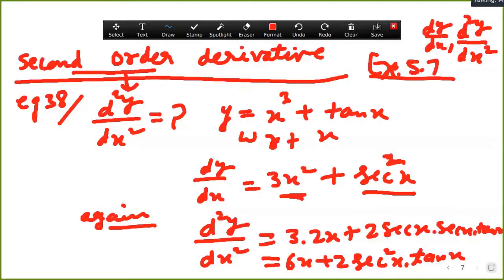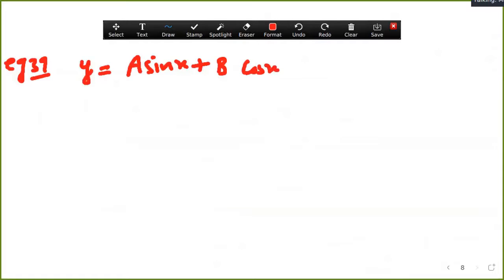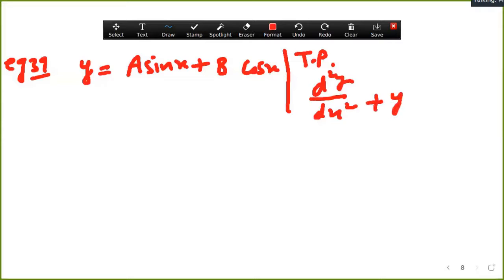Let's do a few more questions. Let's do example number 39. Here the function is given: y is equal to a sin x plus b cos x. In this question you have to prove that the second derivative plus y is equal to 0.